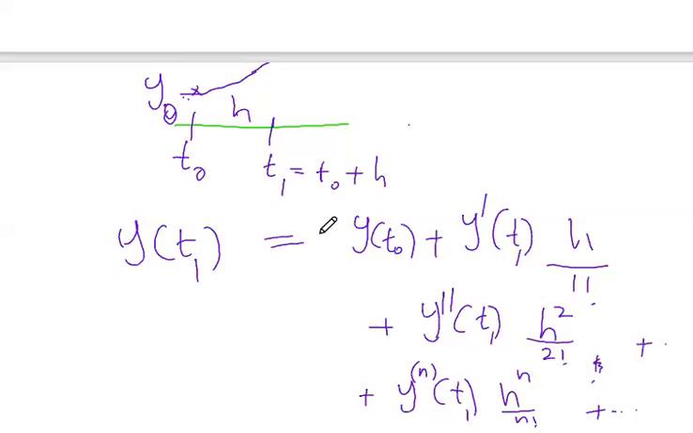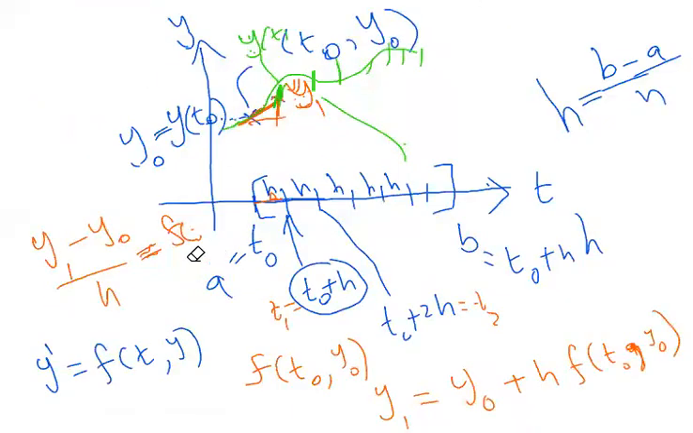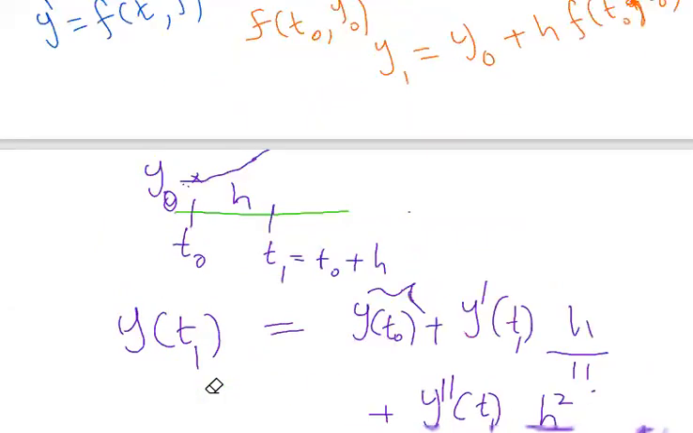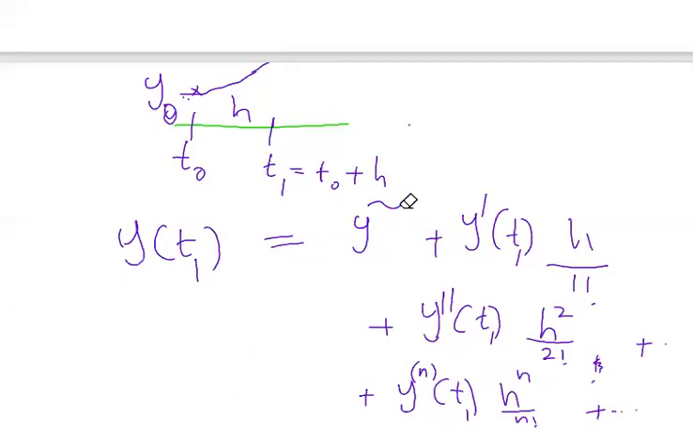If you consider all terms in the Taylor expansion, it is equal to the exact solution. But if you look at this, it is the same as what we specified as the initial condition. What is that? y of t naught. We use the notation y sub zero.